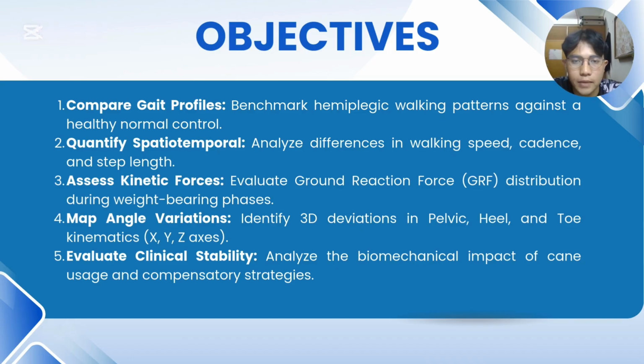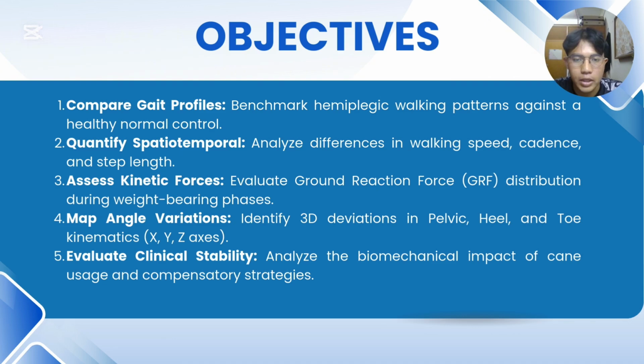Moving on to the objectives. So we have to compare the gait profiles between the normal walking pattern and also the hemiplegic walking patterns. Next is to quantify the spatio-temporal parameters. So this is to determine the differences in walking speed, cadence, and also step length. Next is assessing kinetic forces. So we implement force plates to evaluate ground reaction forces distribution during weight-bearing phases.